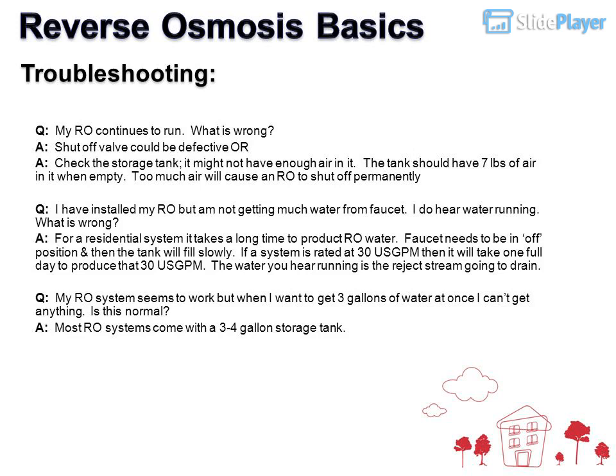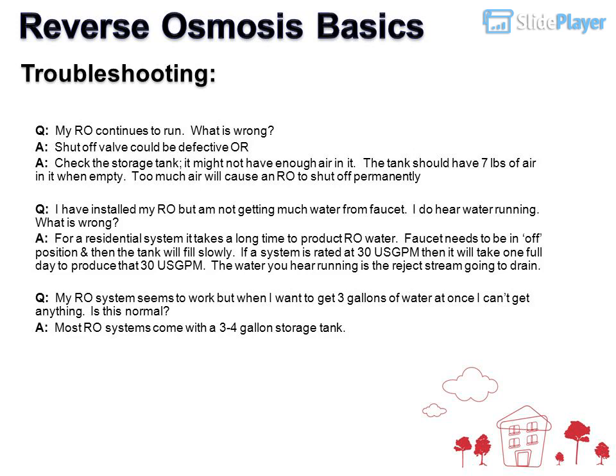Troubleshooting. Q. My RO continues to run. What is wrong? A. The shut-off valve could be defective, or check the storage tank. It might not have enough air in it. The tank should have 7 pounds of air in it when empty. Too much air will cause an RO to shut off permanently.